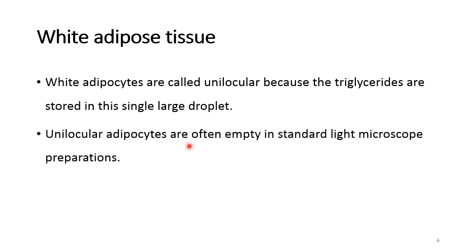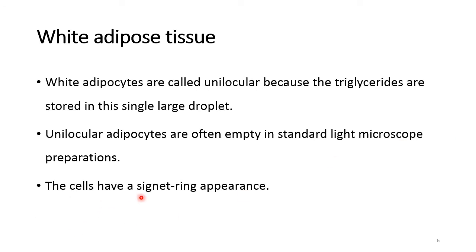Unilocular adipocytes are often empty in standard light microscope preparations, because in these preparations there are solvents like xylene that dissolve the lipid from the cytoplasm of the adipocytes, so they appear empty. This large lipid droplet will be dissolved by solvents like xylene during routine histological preparations.